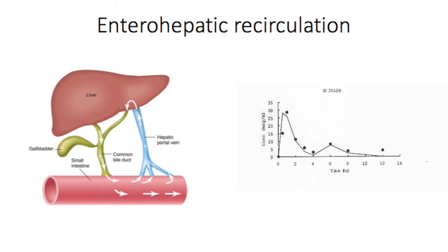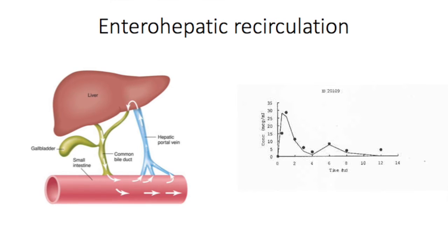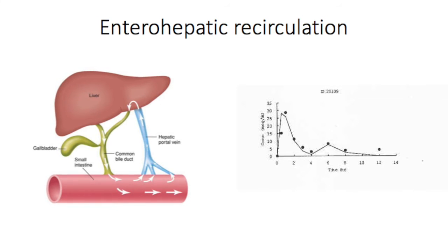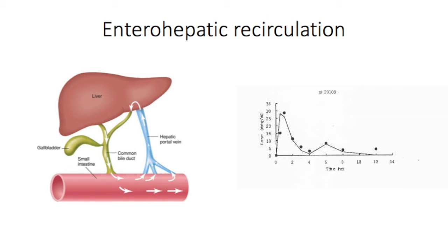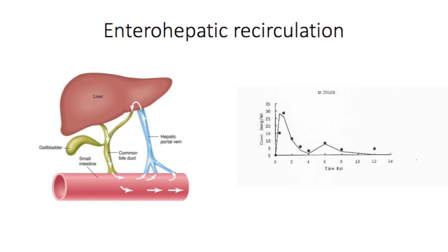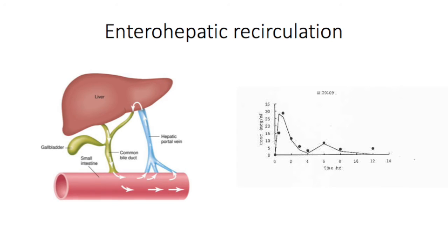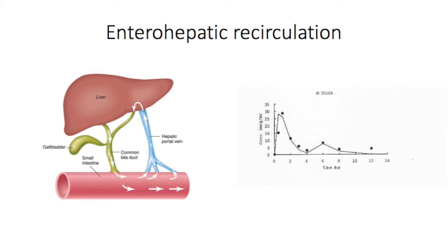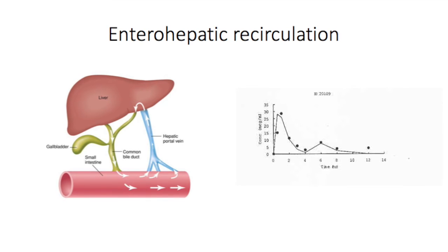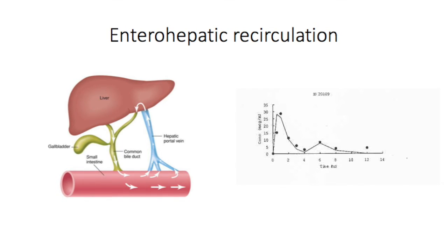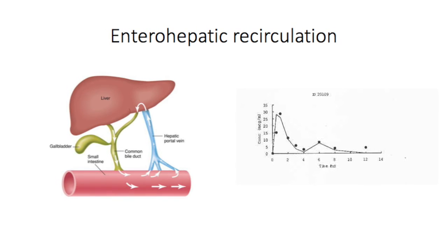Then, when the bile is released into the small intestine, and if the drug is excreted as a conjugate of the parent drug, what we notice is a second bump in the plasma drug concentration profile, which occurs because the conjugate is being cleaved in the intestine, typically by bacteria, thereby freeing up the drug to be reabsorbed before it gets a chance to be excreted in the feces.